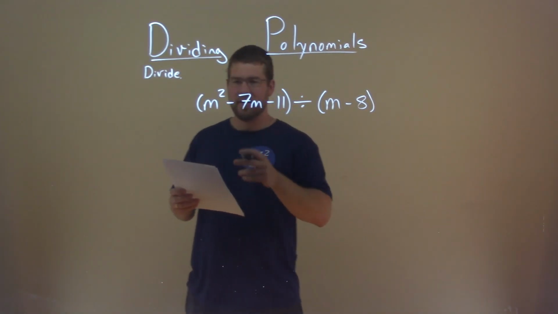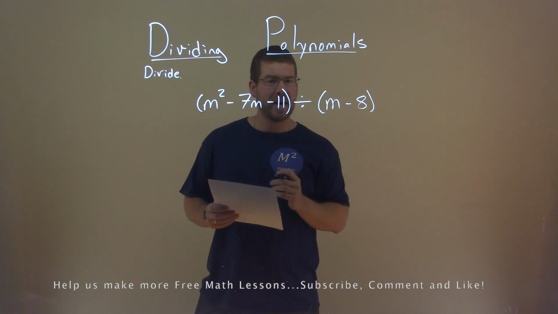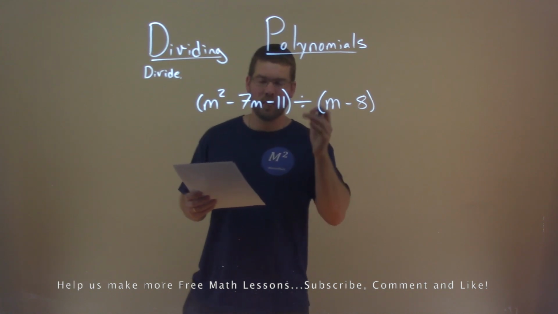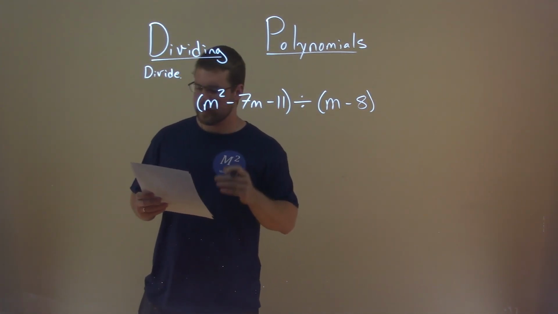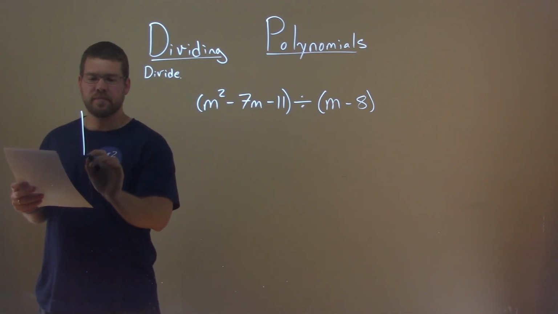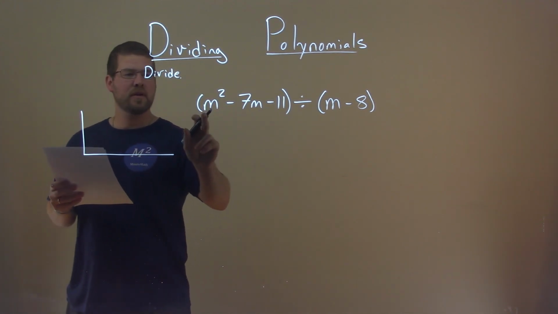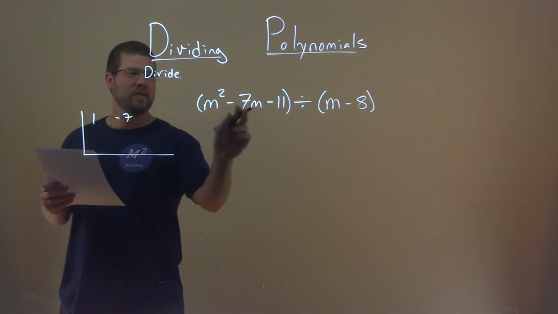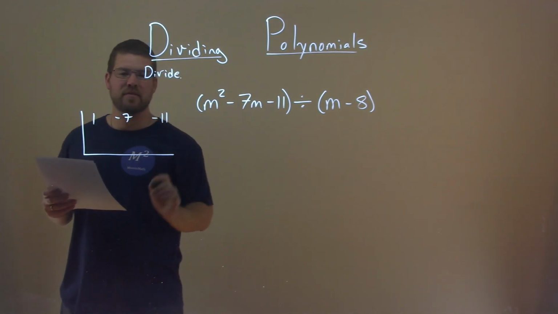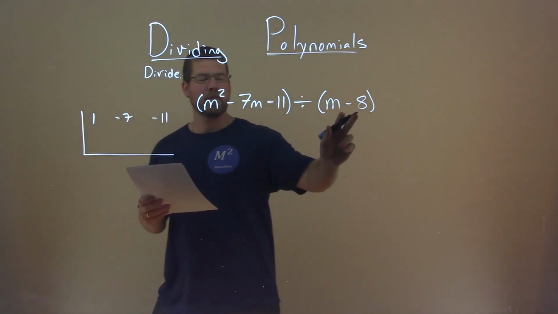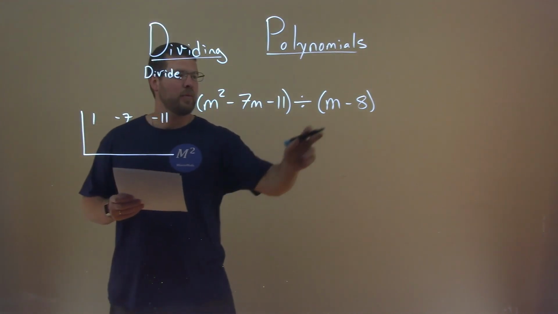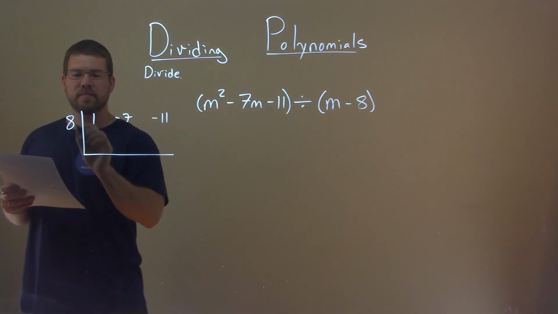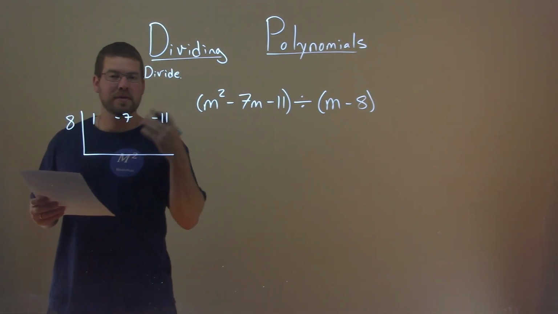We're given this problem right here, m squared minus 7m minus 11 divided by m minus 8, and we need to divide this. Well, let's do some synthetic division. So we set up our synthetic division right here. Okay, and we're looking at the coefficients of the first part. 1 in front of the m squared, negative 7 in front of the m, and then negative 11 right there. Now we're looking at this part right here, and we see a negative 8, so we have m minus 8, so we're going to put a positive 8 opposite of that right here. Okay? Alright, let's follow our steps for synthetic division.